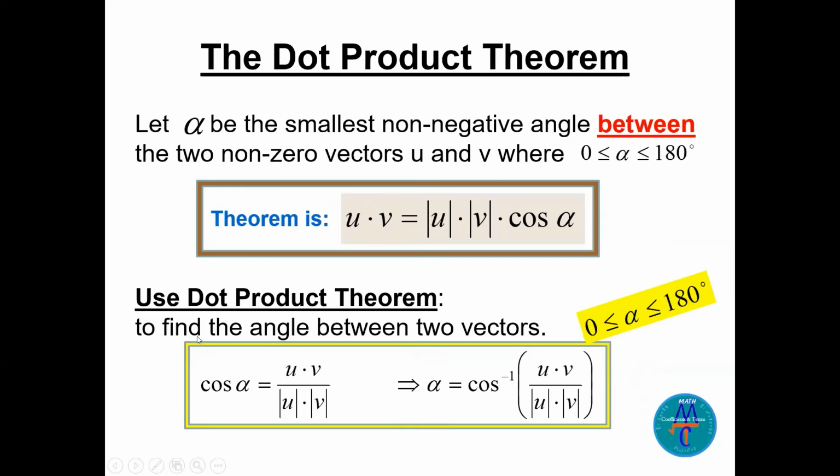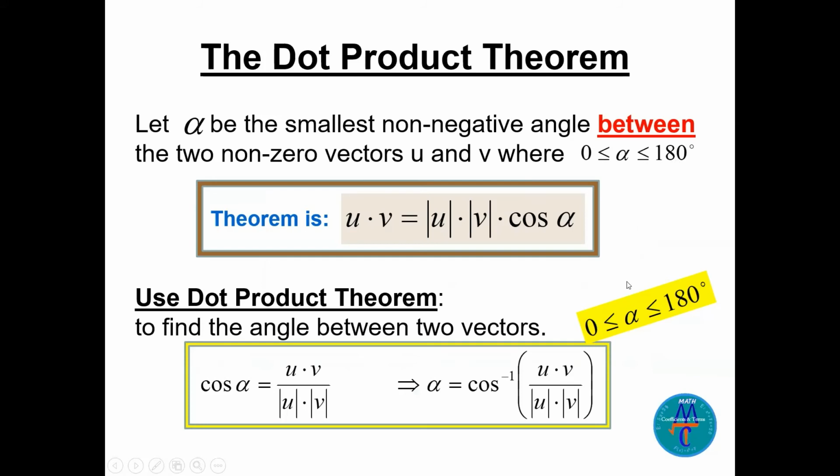There is another formula, we call it the dot product theorem. This is u dot v equals the magnitude of u times the magnitude of v times cosine alpha. This is not theta, guys, here. Alpha means the smallest non-negative angle between the vectors. So this alpha here will be between 0 and 180.